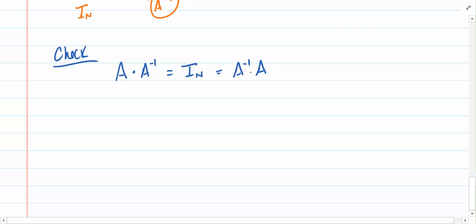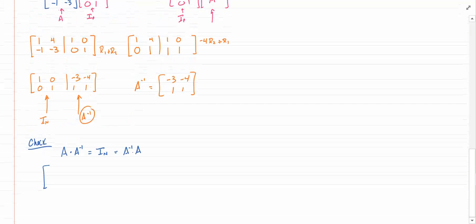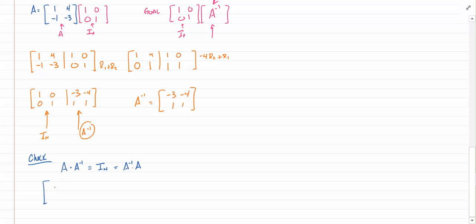We're going to use our calculators for this, okay? I'll go back up here and write it down for you. The original matrix A was 1, 4, negative 1, and negative 3. And our inverse matrix that we just found was negative 3, negative 4, 1, and 1. We're going to multiply those together, and hopefully we should get 1, 0, 0, 1. That's what we should get. So let's do that right now in our calculator.